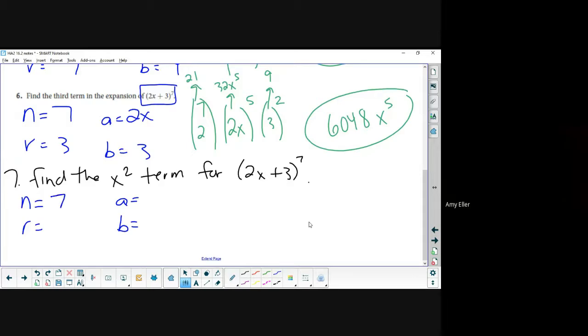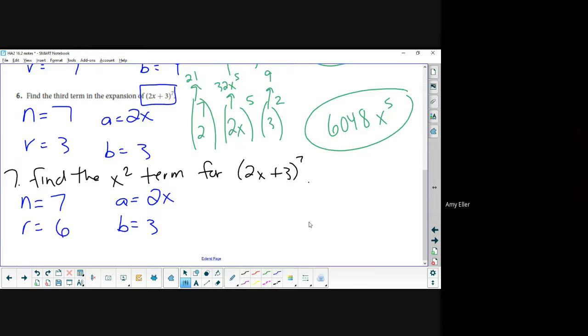And it's still 7. A is still 2x, B is still 3. Don't put a 2 here. Let's talk about this. We don't want to put a 2 here. That would be find the 2nd term. Does it seem like x squared would be the 2nd term in this list? The first term is going to be x to the 7th. The second term is going to be x to the 6th, x to the 5th, x to the 4th, x to the 3rd, x to the 2nd. You're actually wanting the 6th term.